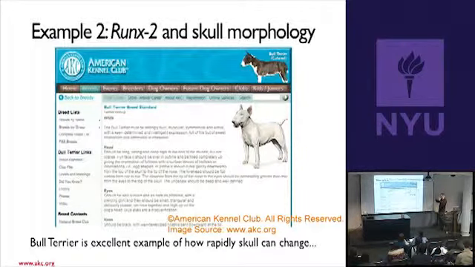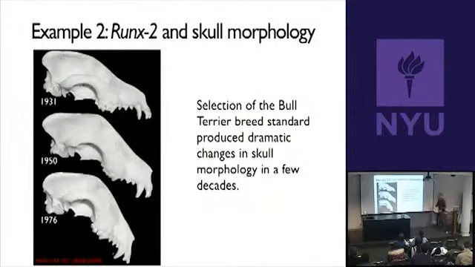And so if you look at skulls of bull terriers from 1931, 1950, and 1976, you can see how dramatic artificial selection can be. Just by breeders choosing bull terriers with more downward-facing snouts, over the course of 45 years, you go from a skull that looks like this to a skull that looks like that. All the same breed, just at different points in time.